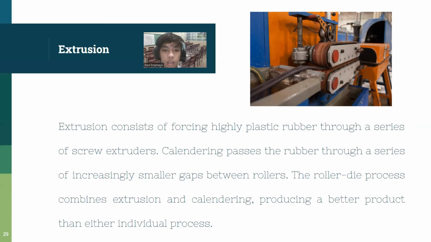Calendering passes the rubber through a series of increasingly smaller gaps between rollers. The roller die process combines extrusion and calendering, producing a better product than either individual process.